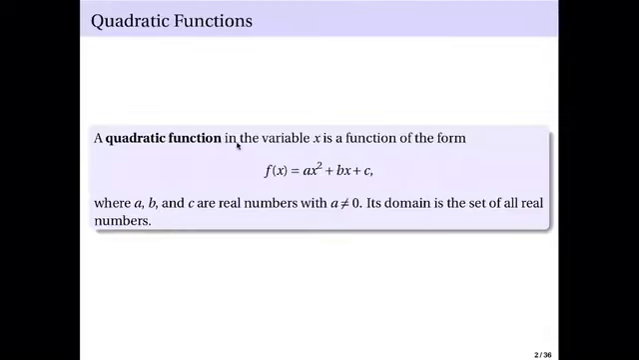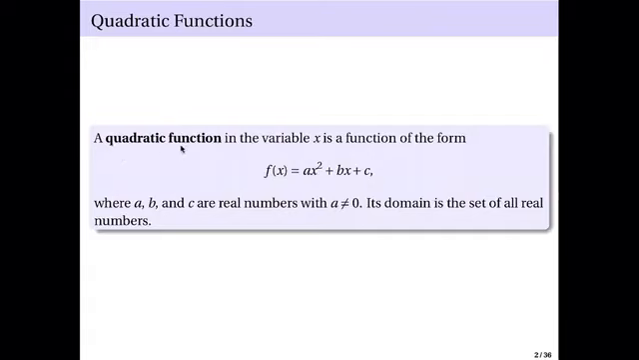Okay, so first, a quadratic function in the variable x. This is a function of the form f of x equals ax squared plus bx plus c, where a, b, and c are real numbers with a not equal to 0. This condition, a not equal to 0, is important, because if a equals 0, then this ax squared term will not be present, and therefore the function will just be a linear function.